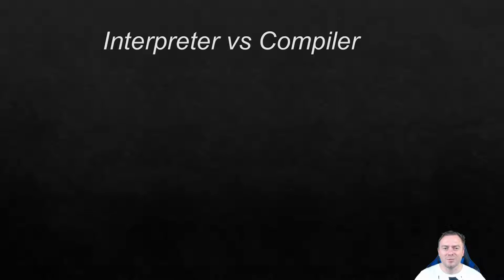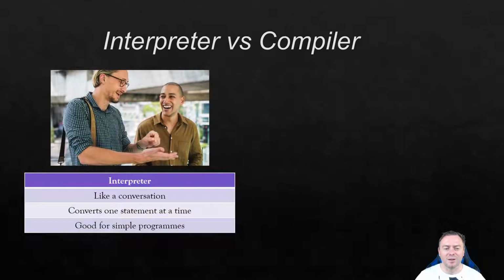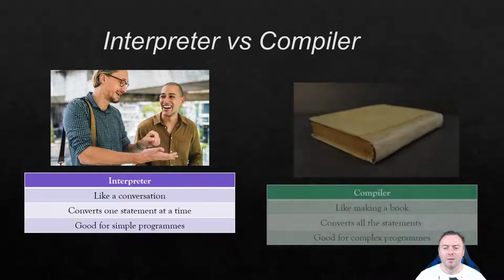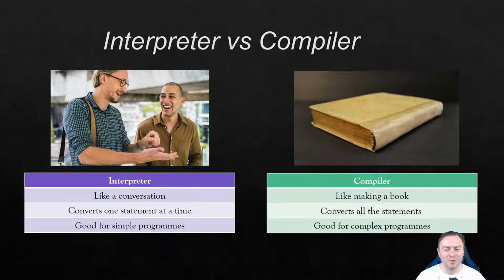We've done this before, but just to recap the difference between an interpreter and a compiler. An interpreter is like a conversation, where it converts the code one statement at a time. It's good for very simple programs, which is everything that we've done so far. We've just been typing it in and popping it up. A compiler is a little bit different. It's like making a book, and it converts all the statements at once. It's a lot better for really big, complex programs. So Python uses an interpreter, and something like C++ or C# uses a compiler, where it'll convert all your code into that machine language of zeros and ones.